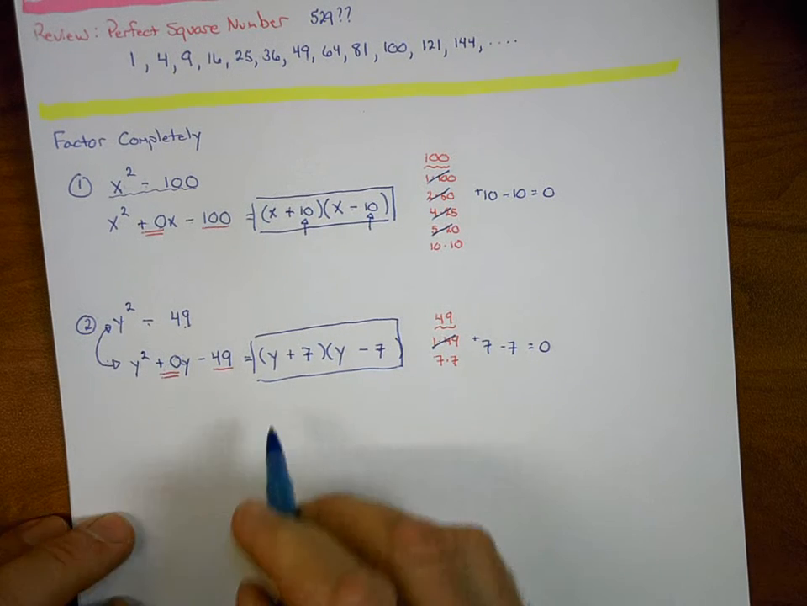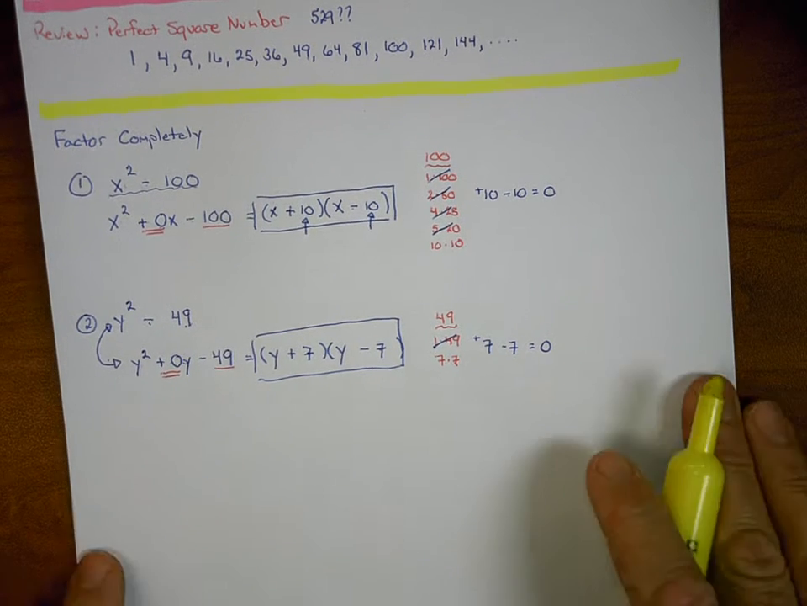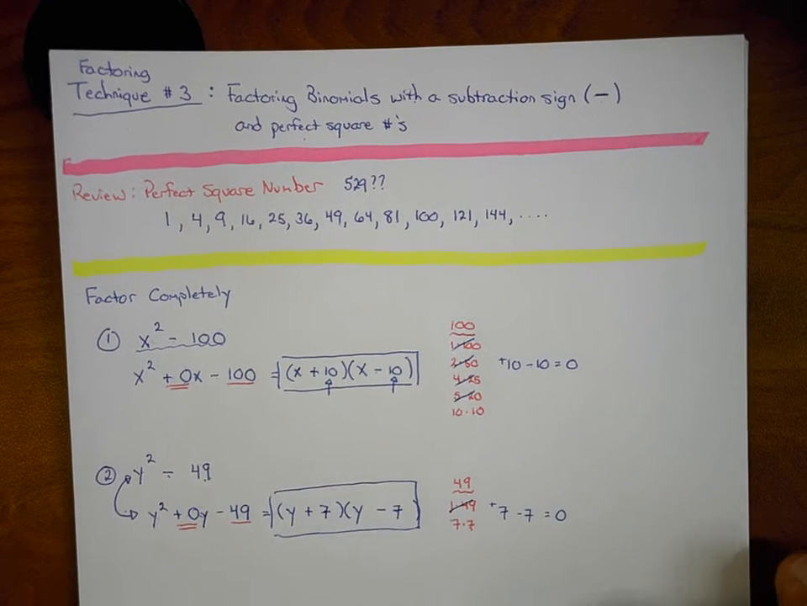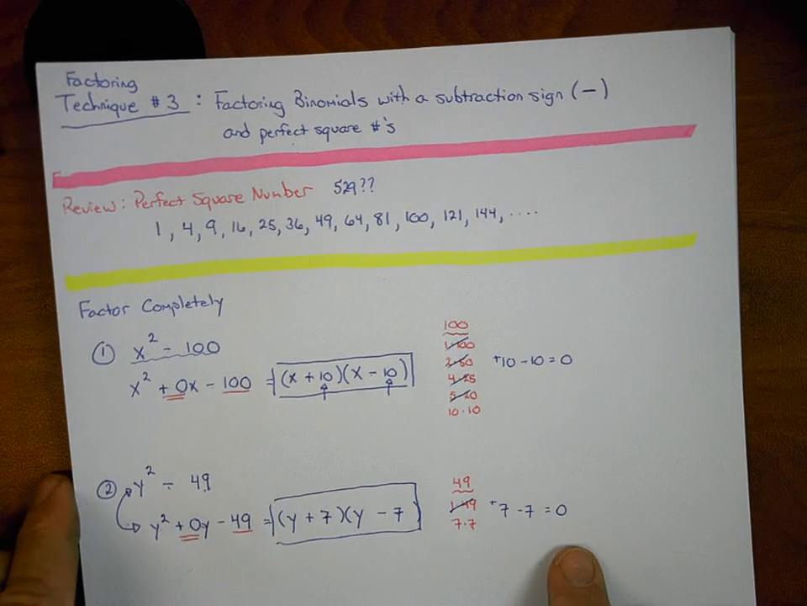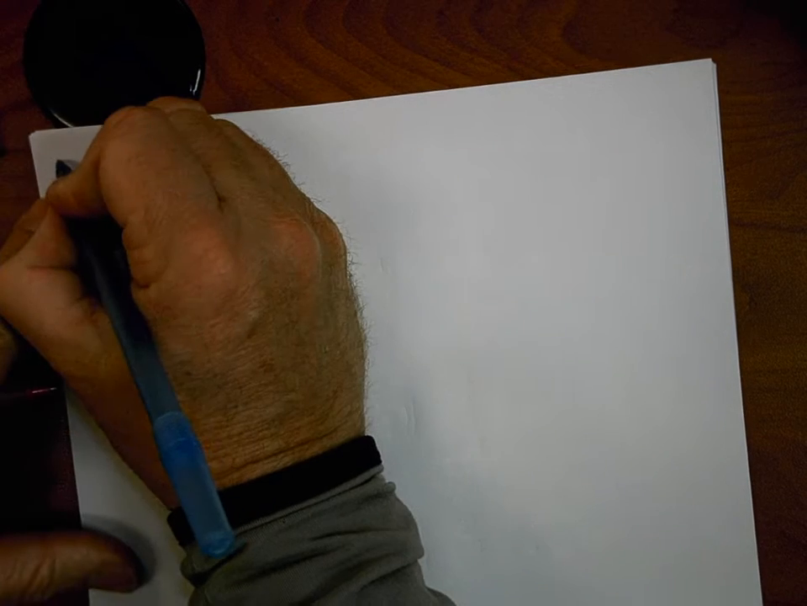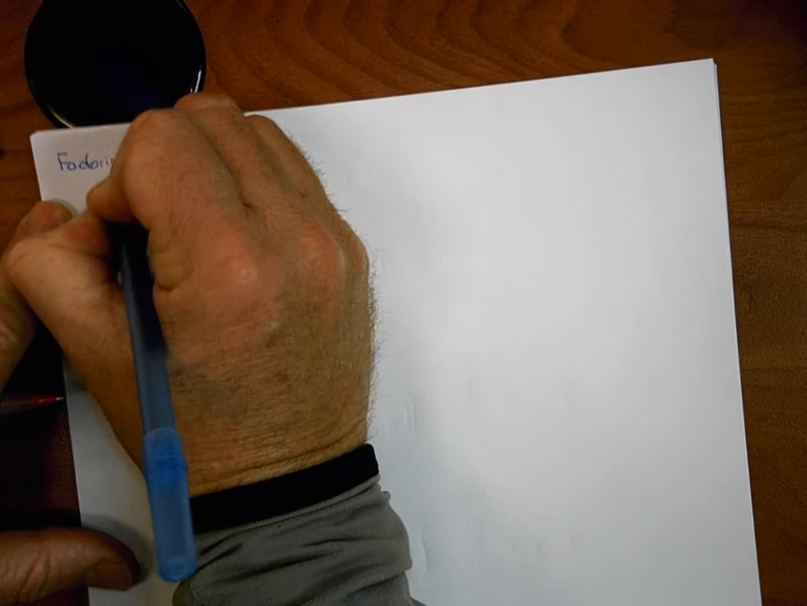Everybody kind of understand that? Wonderful. That's how we do factoring technique number 3: factoring binomials when I have a subtraction sign and a perfect square number. All right, so we're done with that. That's factoring technique number 3. Now let's move on to factoring technique number 4.